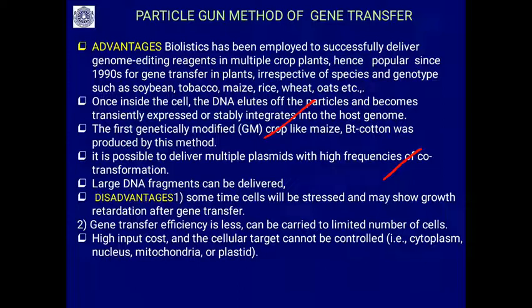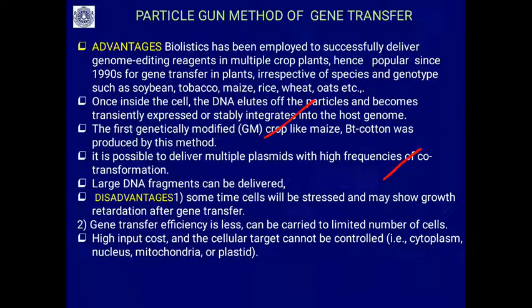So, what are the disadvantages of this method? Sometimes cells will be stressed and may show growth retardation after gene transfer, because the particles will be bombarded, so the cell will be stressed. Sometimes these particles, meaning metal particles, will remain there and that also causes stress. Of course we want only the DNA to be delivered, but along with that even particles are also delivered into the cell. So these particles may stress the cell.